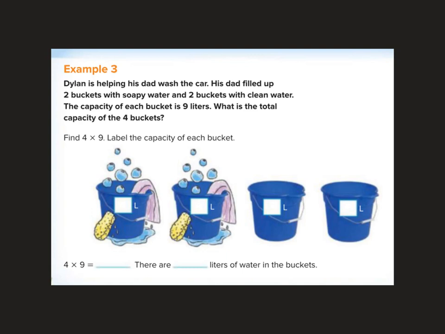Dylan is helping his dad wash the car. His dad filled up 2 buckets with soapy water and 2 buckets with clean water. The capacity of each bucket is 9 liters. Okay, 9, 9, 9, 9. What is the total capacity of the 4 buckets? So we have to do 4 times 9, right? 4 times 9 is 36. So there are 36 liters of water in the buckets. Cool.